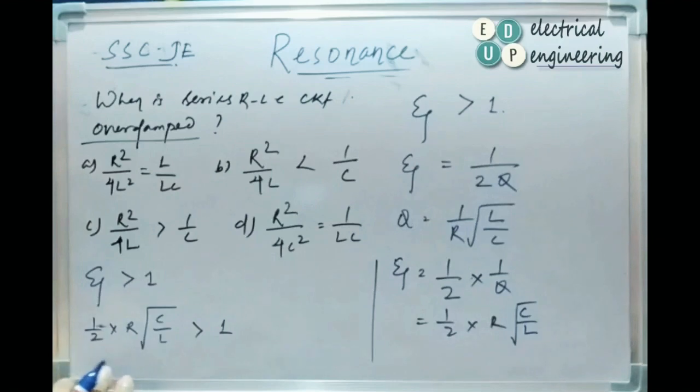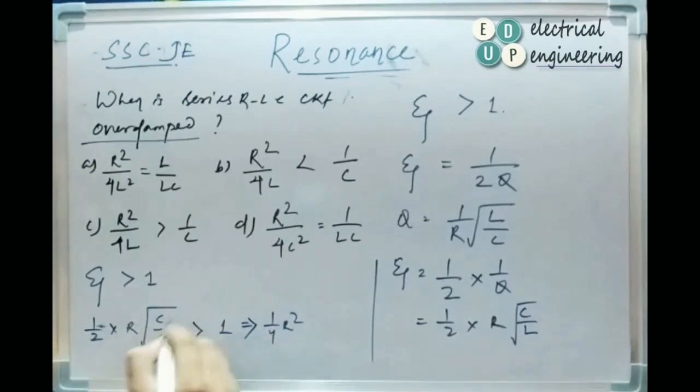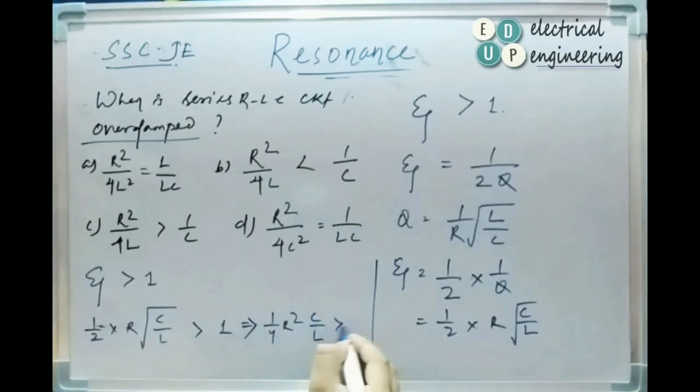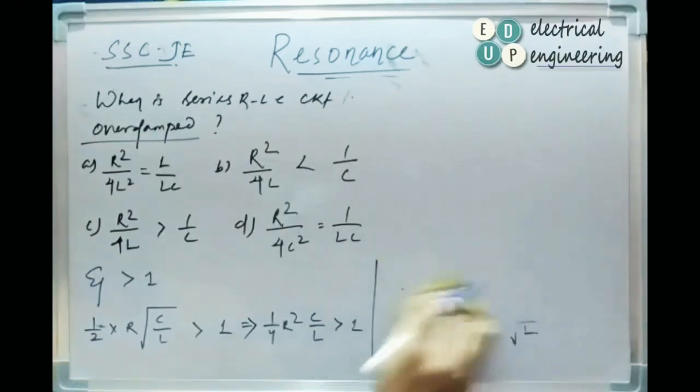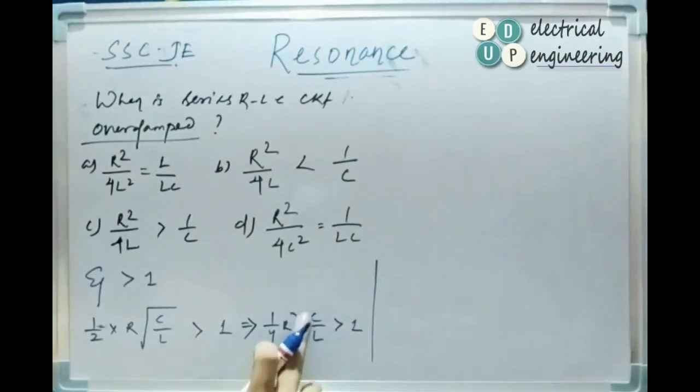Now I am taking the square on both sides. So the square of 1 by 2 is 1 by 4. By taking the square, I can write 1 by 2 squared is 1 by 4, R squared, and the root of C by L becomes C by L, greater than 1. So 1 by 4 R squared C by L is greater than 1.